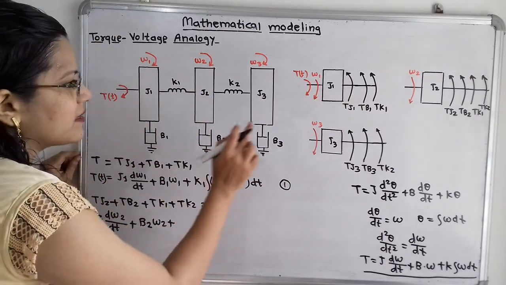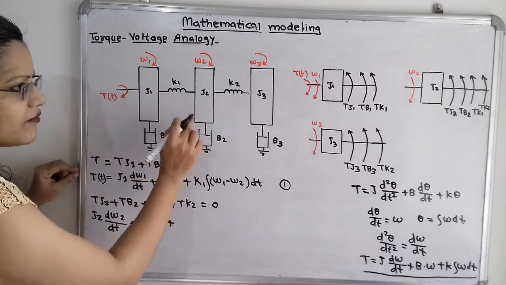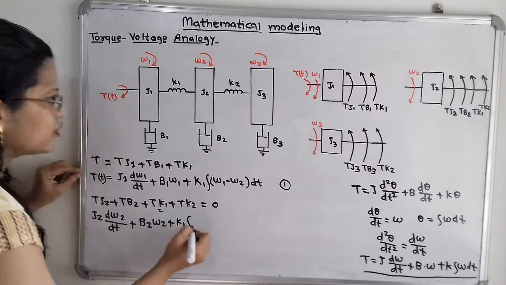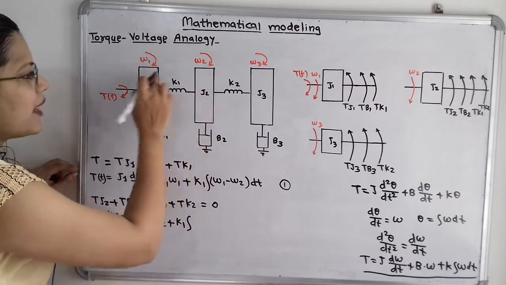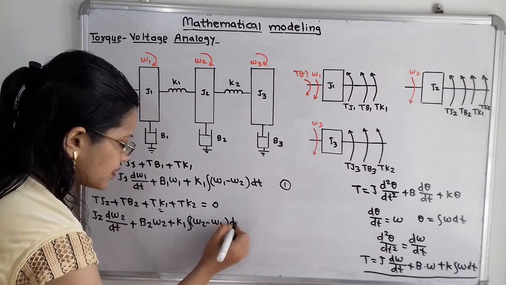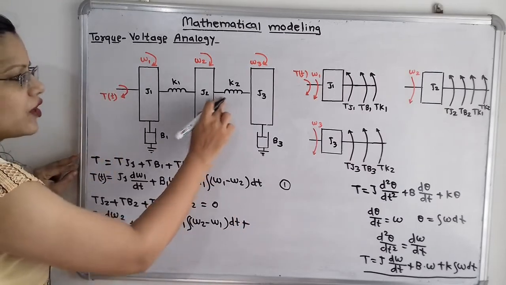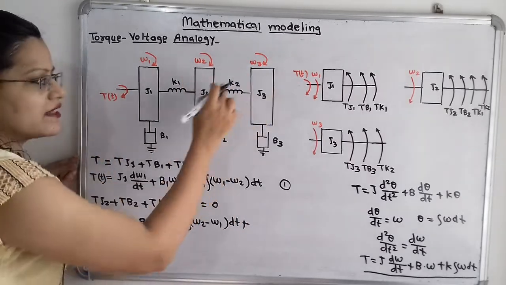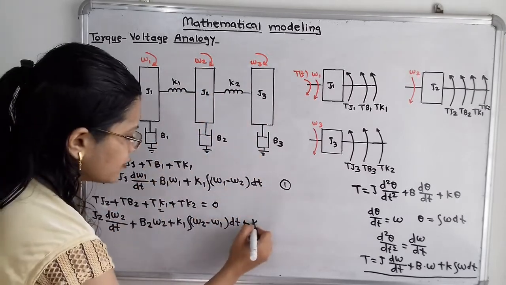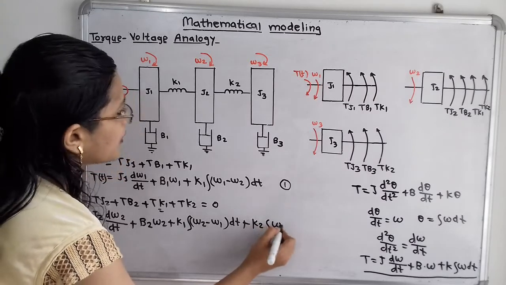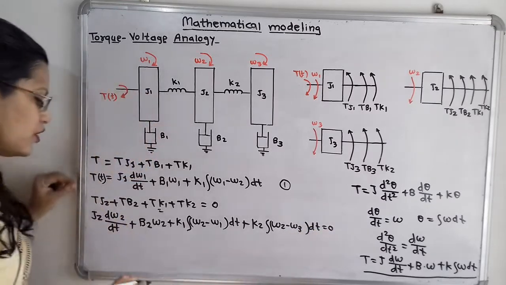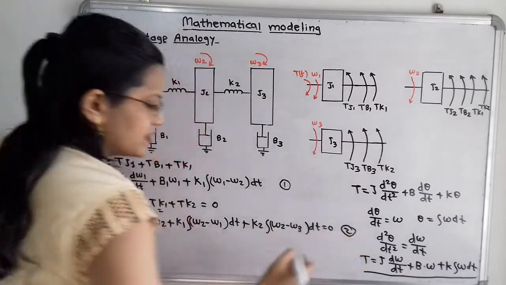So how can I write here for this K1? So first I will take K1 integration of omega 2 minus omega 1 bracket complete dt. Plus, now for K2. So again K2 is in between omega 2 and omega 3. So I have to take the difference, and we have to take omega 2 first. That is for K2 the integration of omega 2 minus omega 3 bracket complete dt is equal to 0. So this is the second differential equation.